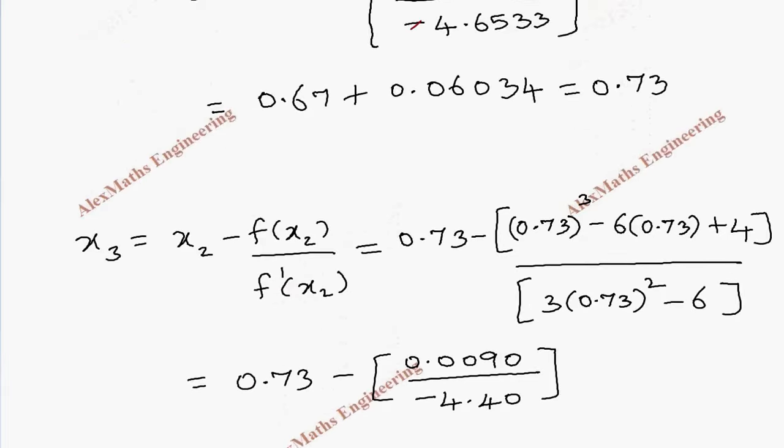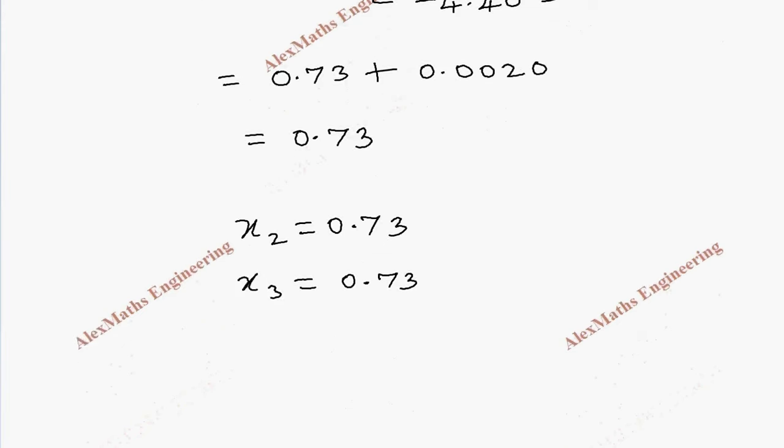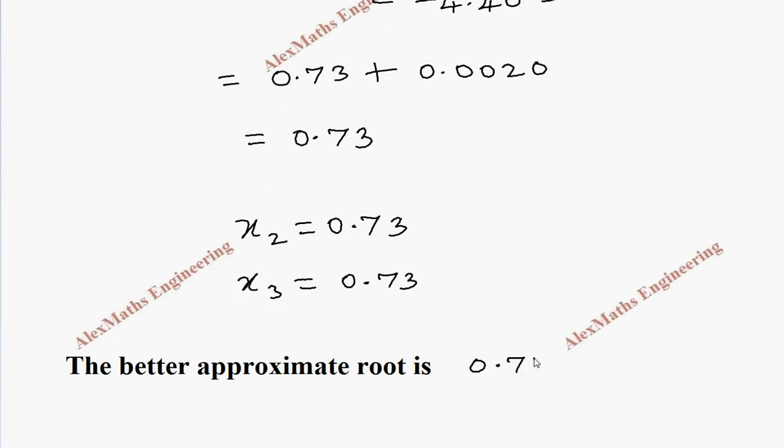So we notice x2 and x3 both are equal. x2 is 0.73 and x3 is also 0.73. So we get two consecutive same values. So we can say the better approximate root is the value 0.73.